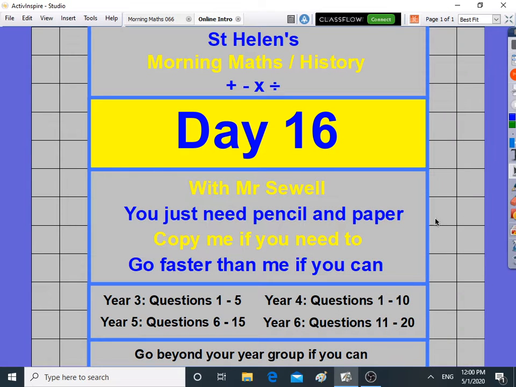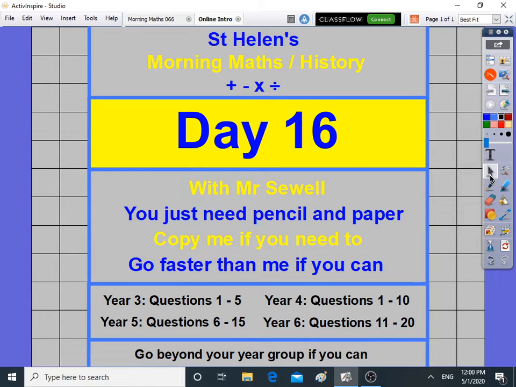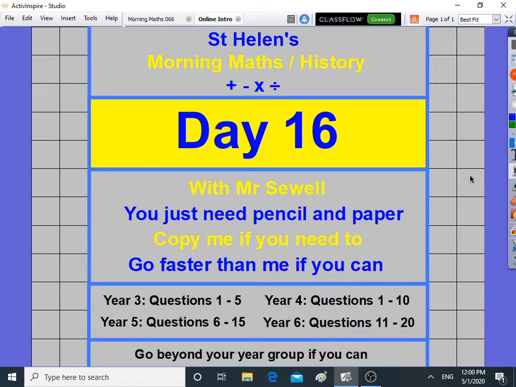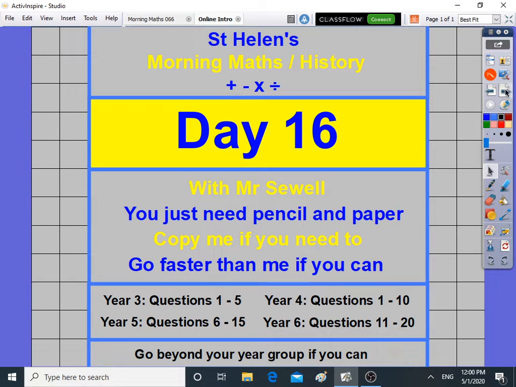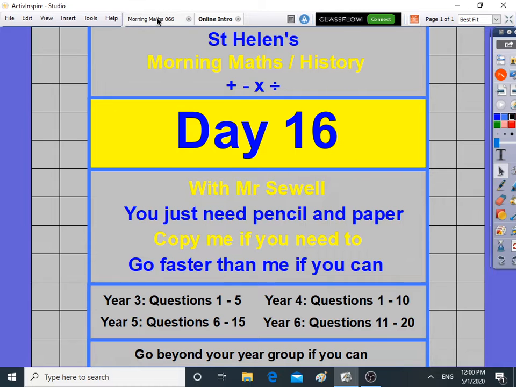You just need a pencil and paper and you know how to do this now. The only difference today is that all of the answers are going to make a history timeline. Well, from question 4 onwards, they're going to make a history timeline, and as we're going along, see if you know some of these dates that are going to come up as the answers. So just a little bit different today. Let's go on to Morning Maths Day 16.